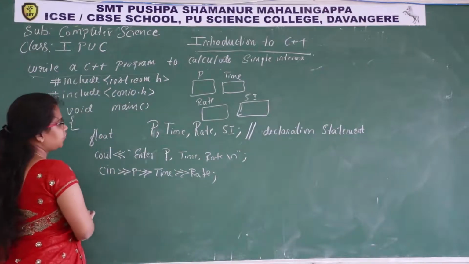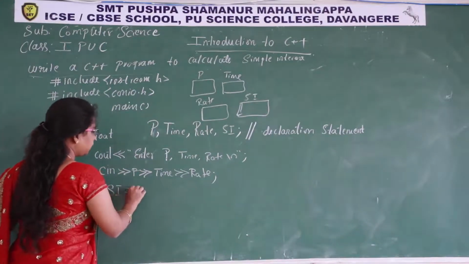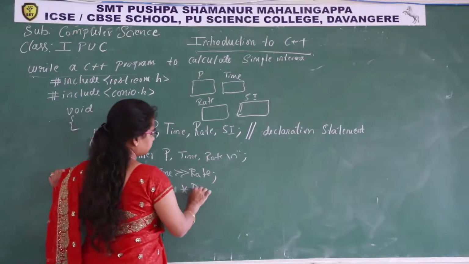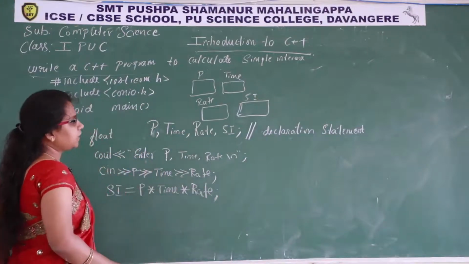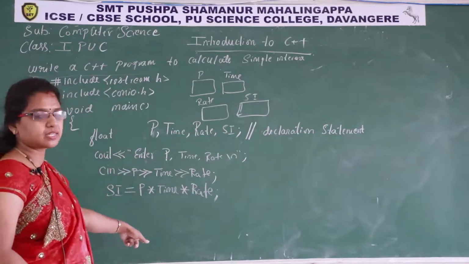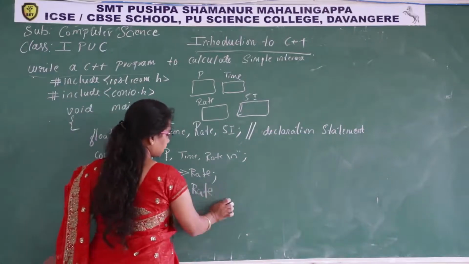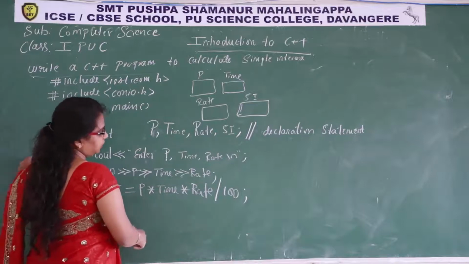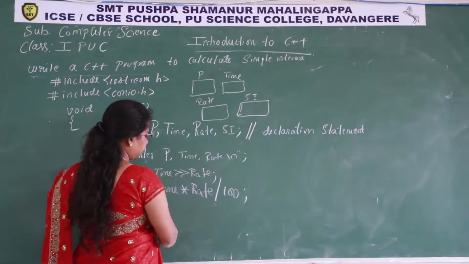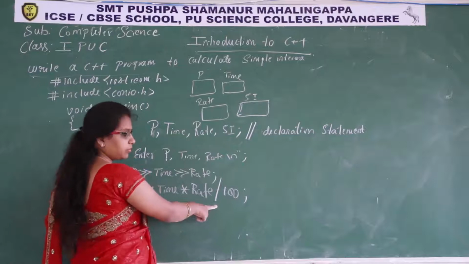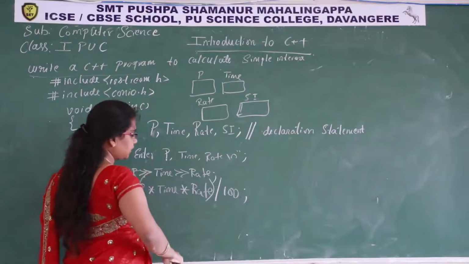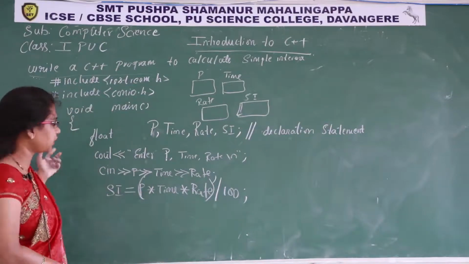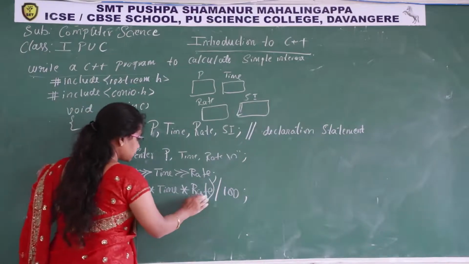Now let us apply the formula here. Simple interest is equal to P star time star rate, divided by 100 semicolon. How you have taken memory names, you must use the same case here. In mathematics, we write the whole divided by 100. In C++, we don't have to write a parenthesis here, but all operators are multiplication, no? That's why it doesn't make any difference though you give parenthesis.